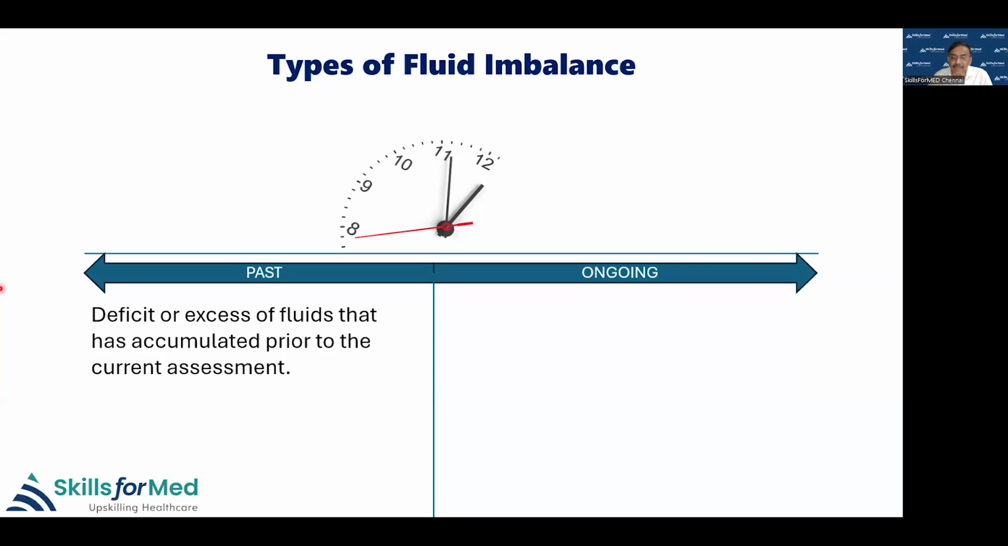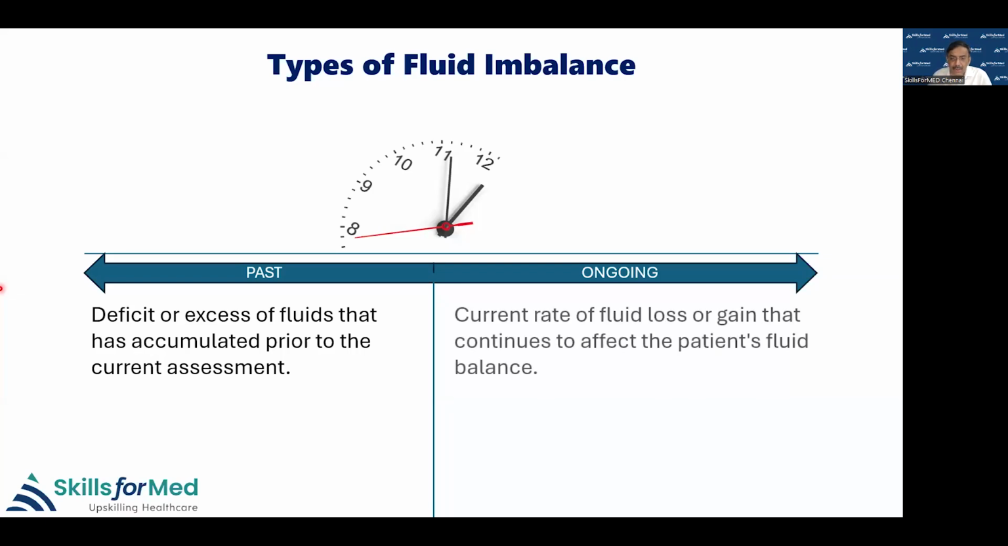Patient already had that for a couple of days, and has lost a lot of fluid. So take into consideration what they have lost in the last couple of days. That is past. The ongoing is the current rate of fluid loss or gain that continues to affect the patient's fluid balance. So it could be, maybe you put a Ryle's tube and there is a lot of drainage through it, or the patient continuing to have diarrhea. So those are losses. Or you're giving a lot of fluids in a patient with heart disease and the fluid is accumulating, or sepsis. So these are all ongoing things you need to also keep in mind.